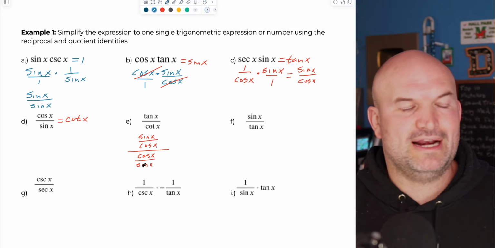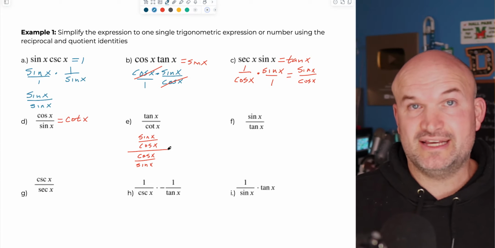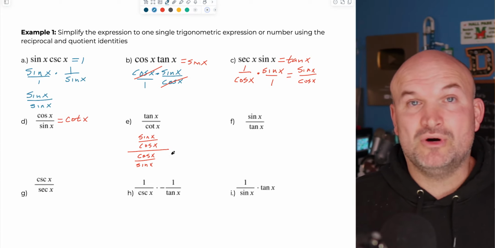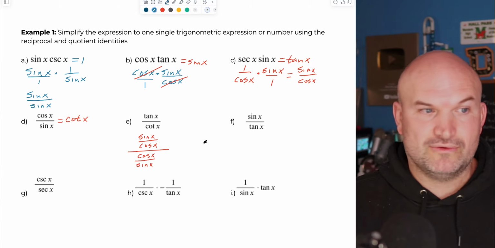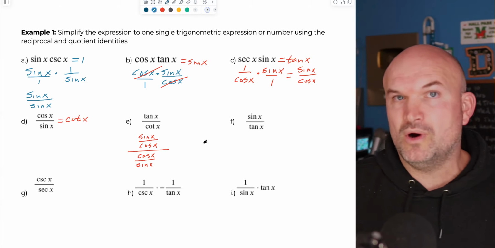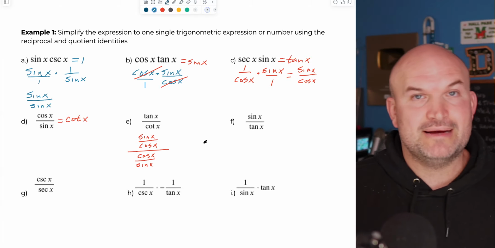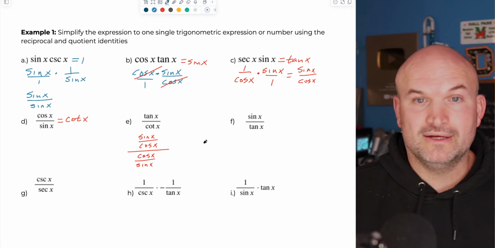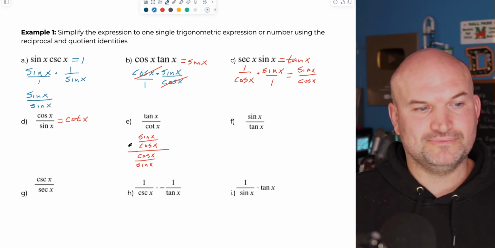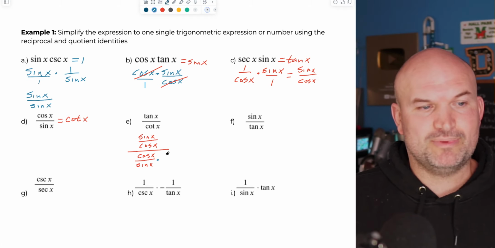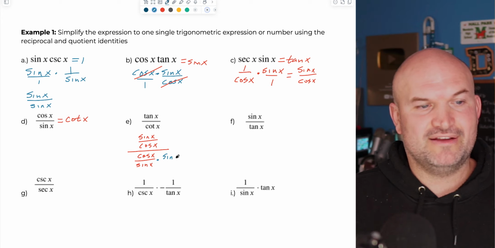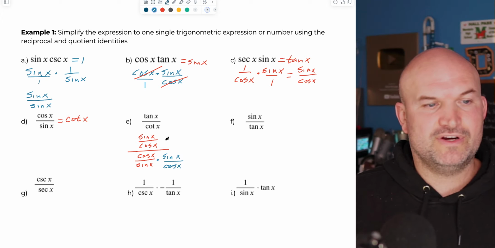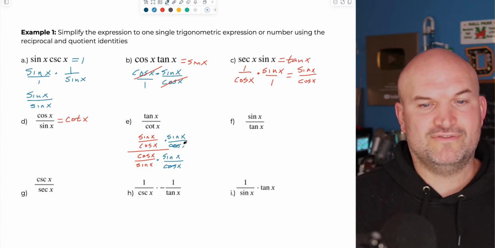So I got to think about what can I multiply cosine of x over sine of x to get 1. And hopefully you remember anything multiplied by its reciprocal is equal to 1, right? 1 over 3 times 3 over 1 is equal to 1. 2/3 times 3/2 is equal to 1. So if you want to look at this, what we need to do is just multiply by the reciprocal. Sine of x divided by the cosine of x. And then over here, do the exact same thing. Sine of x divided by the cosine of x.